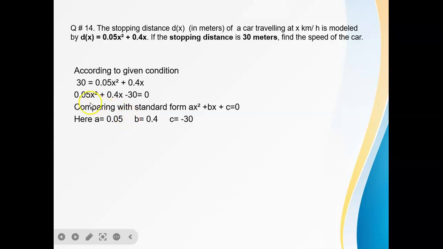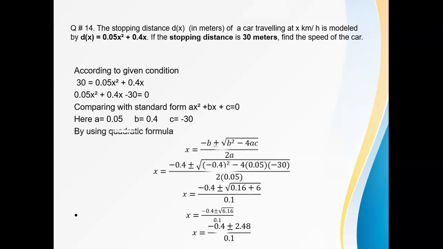Here the value of a will be 0.05, the value of b is 0.4 and c is minus 30. We will solve it by using the quadratic formula, which is x is equal to minus b plus minus square root of b square minus 4ac over 2a. We will put in the given values.